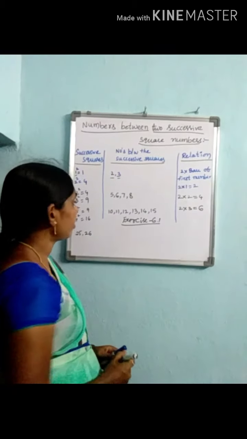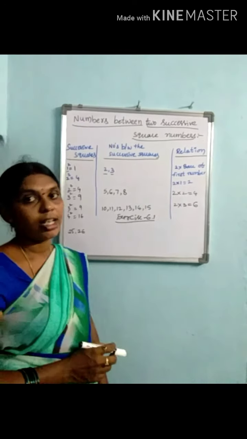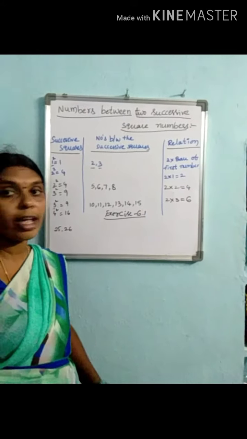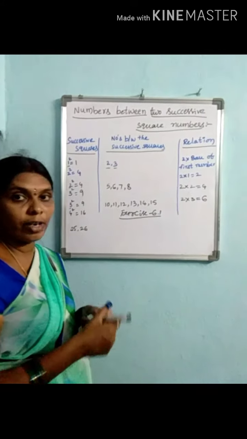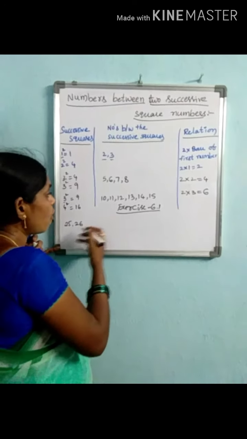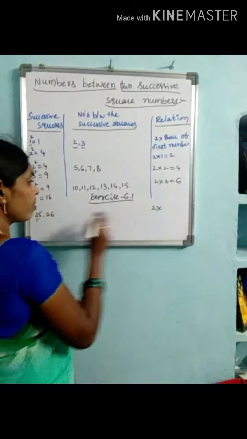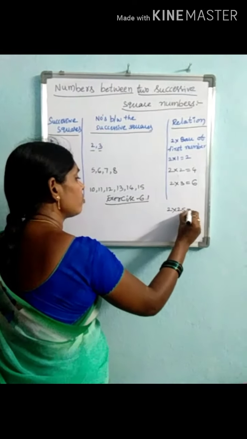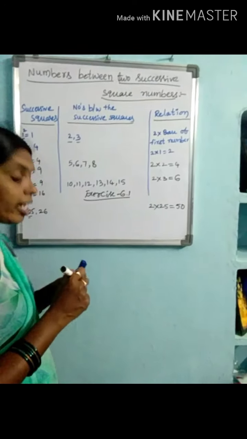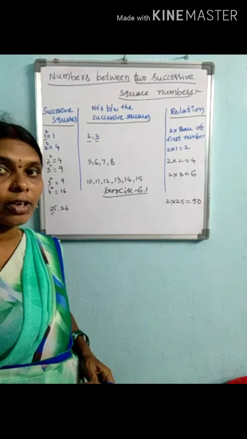Okay. In exercise 6.1, the 5th bit, the first problem is 25 and 26. It asks how many numbers lie between these squares. So it means 25 square and 26 square. How many numbers? By using the relation 2 into base of first number, the base is 25. So 25 twos are 50. So there are 50 numbers between 25 square and 26 square. Do you understand?